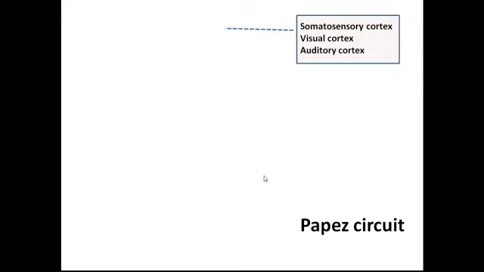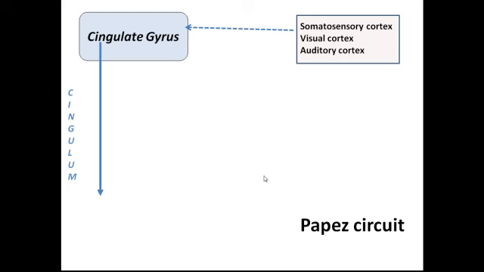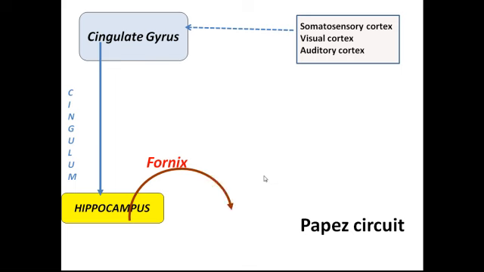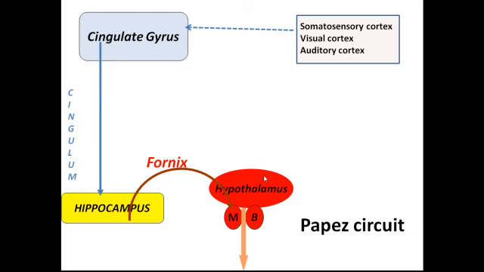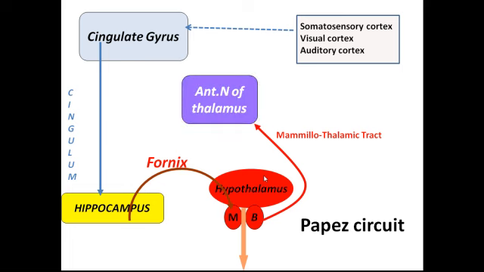Papez's circuit. Sensory information is projected to the cingulate gyrus, which is part of the limbic system. The cingulate gyrus projects through the cingulum to the hippocampus. The hippocampus projects through the fornix to the mammillary bodies of the hypothalamus, and the mammillary bodies of the hypothalamus send descending autonomic pathways, but they also send to the thalamus through the mammillothalamic tract, to the anterior nucleus of the thalamus, which projects to the cingulate gyrus.